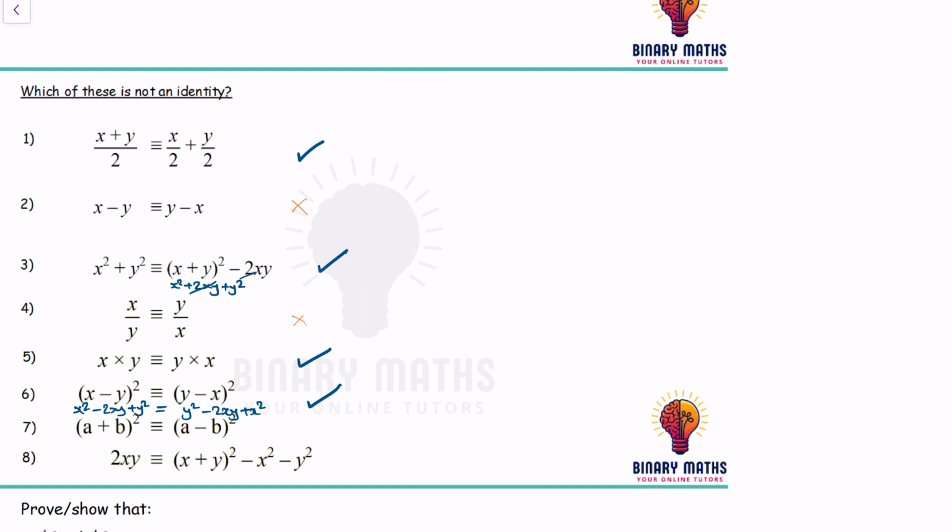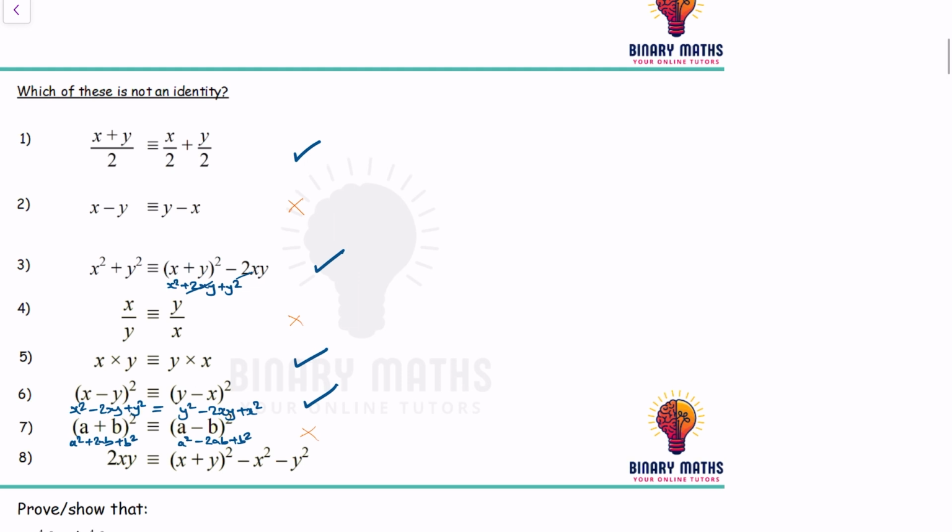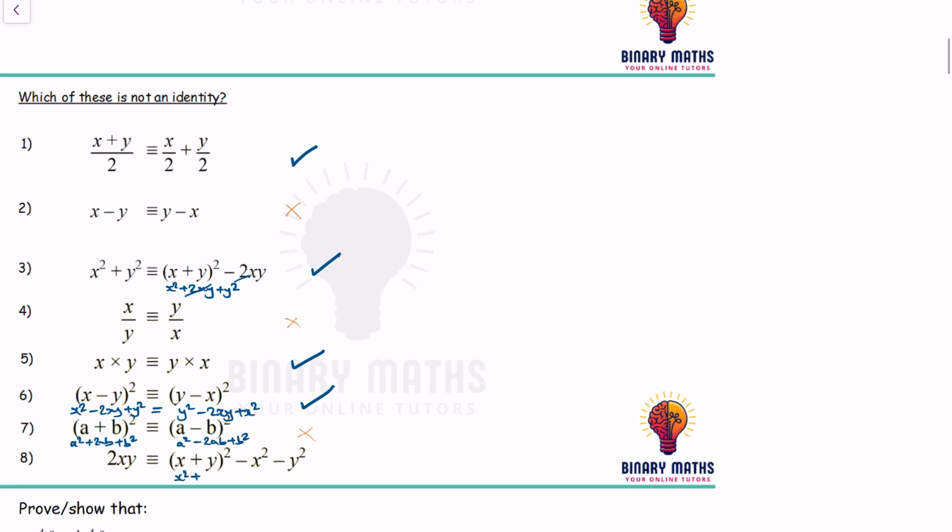(a plus b) squared is equal to (a minus b) squared. No, because when you expand this, you get a squared plus 2ab plus b squared. When you expand (a minus b) all squared, you get a squared minus 2ab plus b squared. So the middle term does not work out. Does not give the same thing. So, okay, last one, 2xy is identically equal to (x plus y) squared, take away x squared, take away y squared. When you expand this, (x plus y) squared, you get x squared plus 2xy plus y squared. So when you subtract, you get rid of it. So you're getting the same thing. So that's true. So hopefully now you have a better understanding of what an identity is.